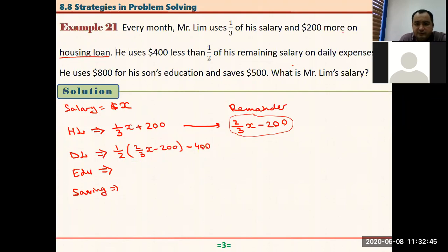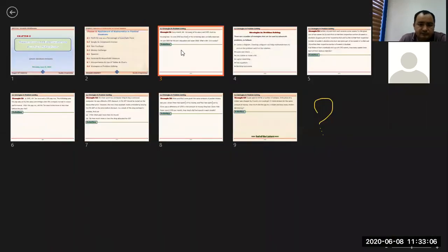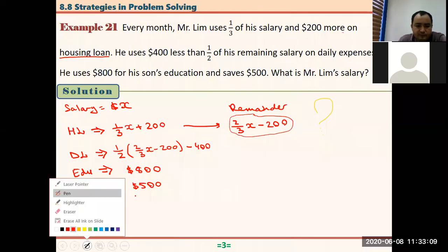And education, he uses $800 for his education. So for education, he uses $800, right? And after that, he saves $500. So his saving is $500. Okay, so now, all right.